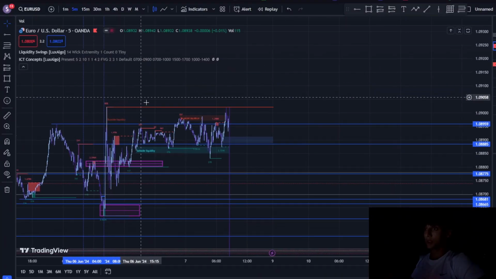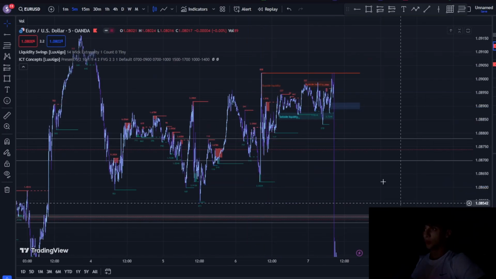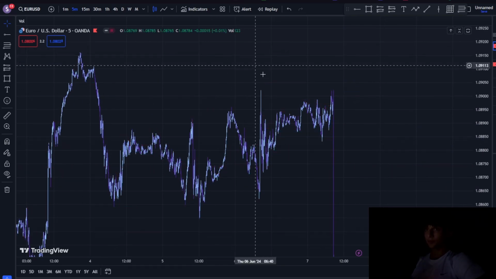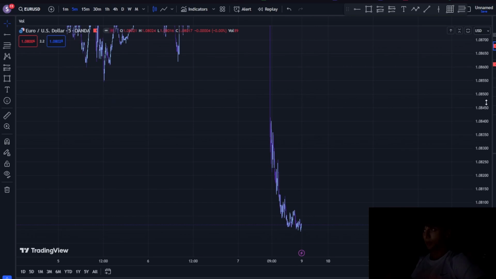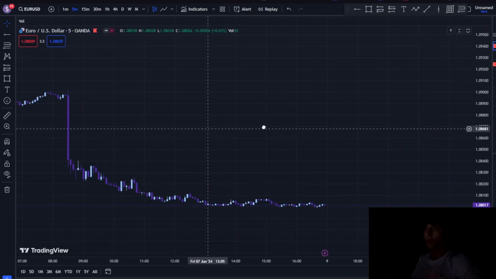Okay, so first of all, let's start with the easy stuff. I'm sorry this is so messy right now. Wait, let me just remove all the drawings and take off all the indicators. Basically, that's a crazy drop, but actually this is a really good example. We're gonna start off with an FVG.